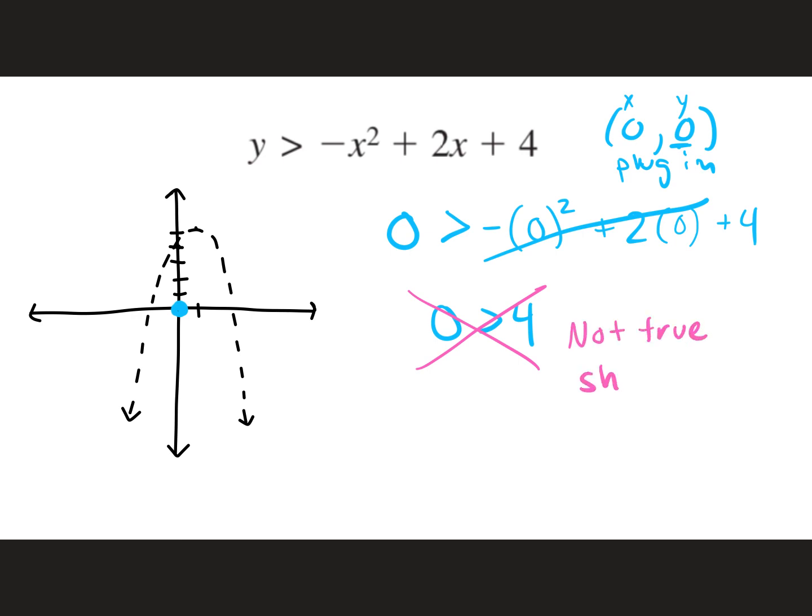So that means we shade outside. I have to shade everything outside of my parabola here. Because that point was inside that we picked, and it's not true, I can't shade where that point is, I have to shade outside.